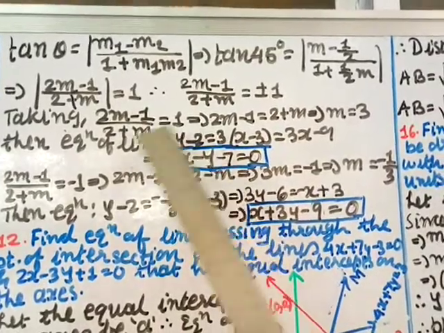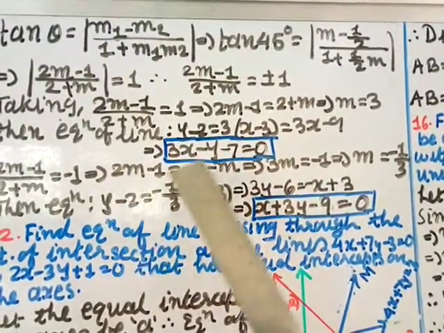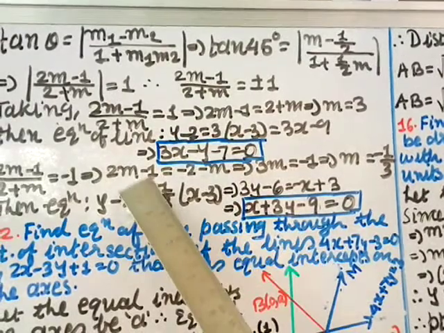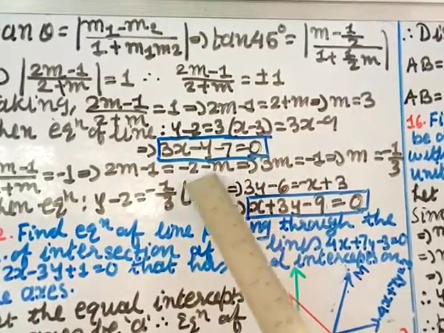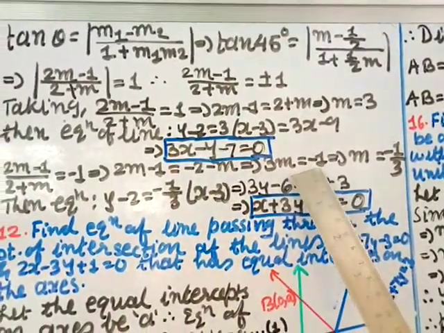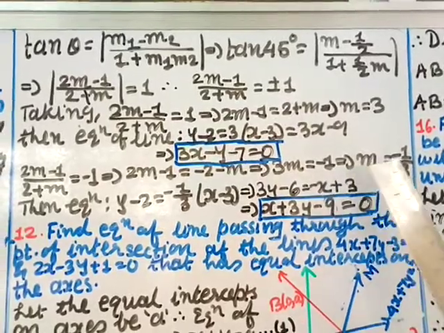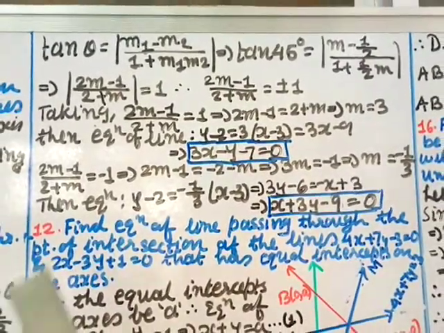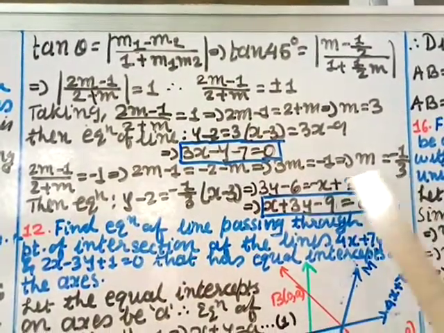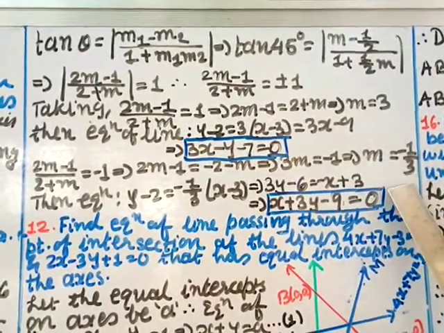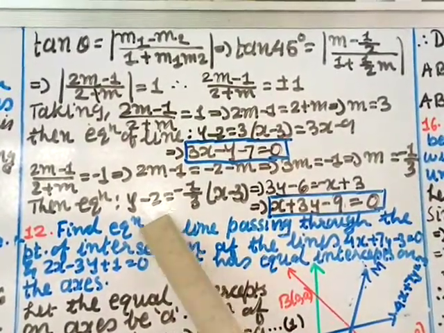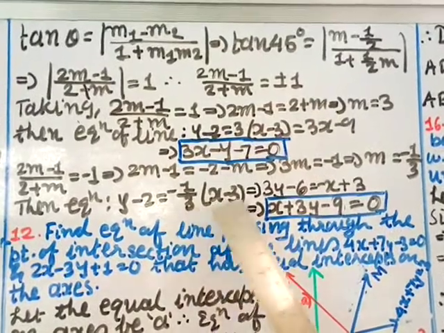Then if minus m you transfer here, plus m, plus 2m plus m gives you plus 3m. Minus 1 transfer over here becomes plus, so minus 2 plus 1 gives you minus 1. 3 transfer over here, so m value is minus 1 by 3. Okay, therefore the equation of the line, now put y value, m value is minus 1 by 3. So y minus 2 equal to minus 1 by 3, x minus 3.